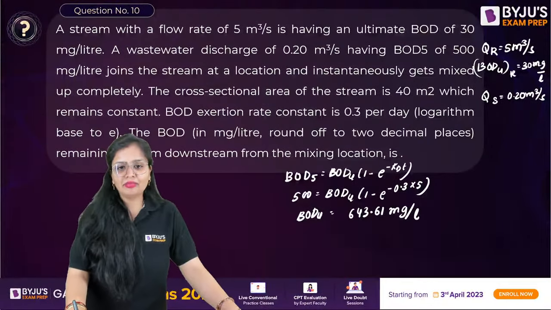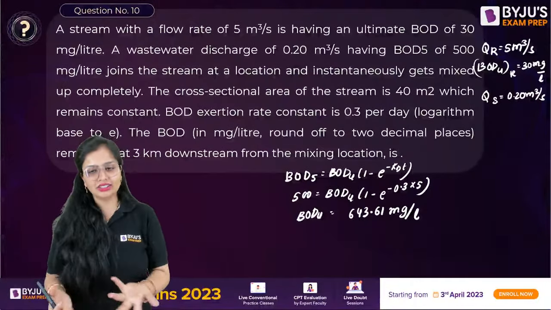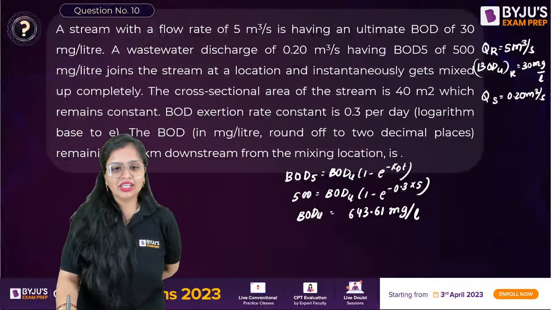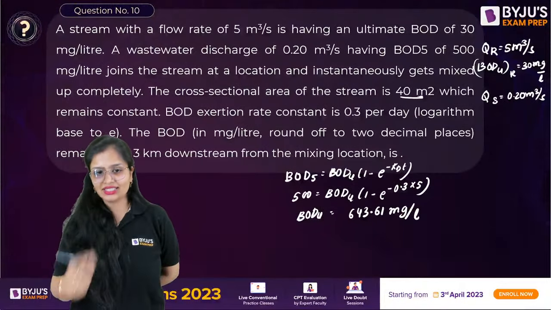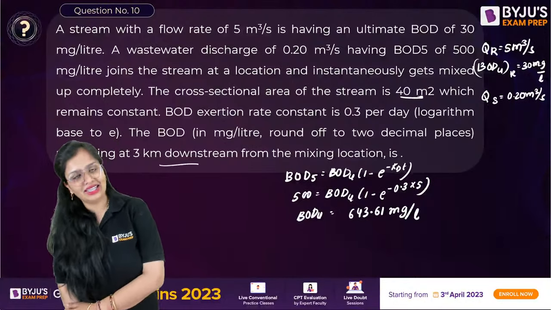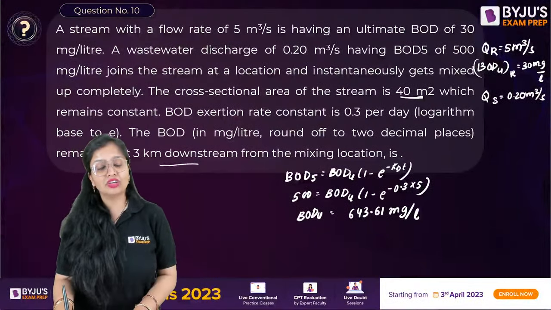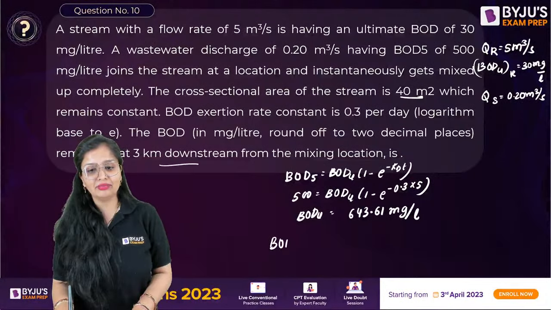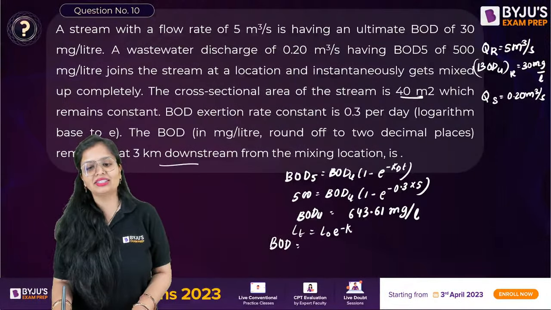Now what it is telling me, this wastewater joins the stream or joins the river at a location and they get mixed. Area of the stream is given to you and what else is given to you? It is asking you how much BOD will be remaining. That means it is asking you remaining BOD at 3 km downstream. So whenever it is asking you remaining BOD, that means you know this formula, L_t is equal to L naught e to the power minus kt.